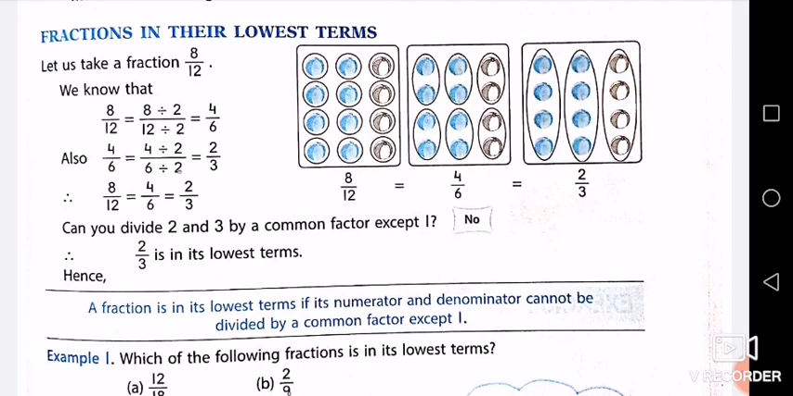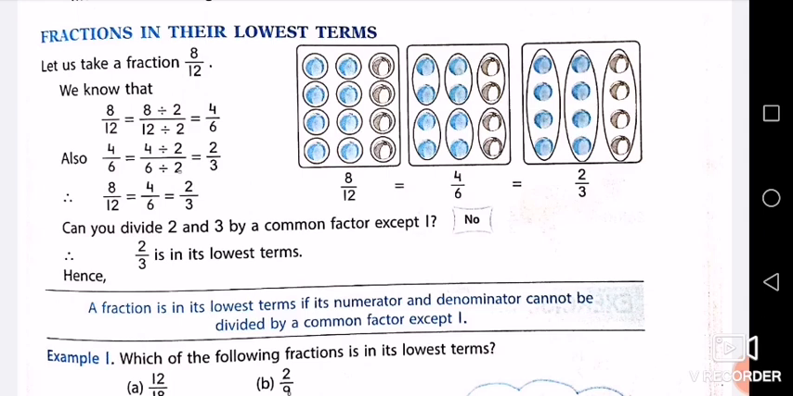So let us take a fraction 8 by 12. Now the question is whether 8 by 12 is in its lowest form. The answer is no, it is not in lowest form. You are going to do the division by their common factors. So first we have divided it by 2. What will you get? 4 by 6. Now again we have to see whether 4 by 6 is in its lowest term. No. So again we will divide it by 2.